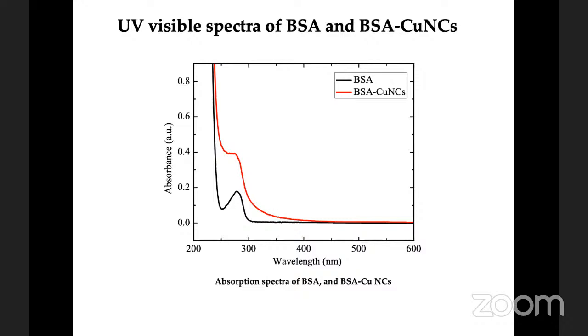It is also present in the BSA capped copper nanoclusters, but we do not see any peak around 560 nanometers, which basically confirms that the coppers are still in the form of nanoclusters and not in the form of nanoparticles. Copper nanoparticles show a strong absorbance effect at 560 nanometer, which is absent in this graph.